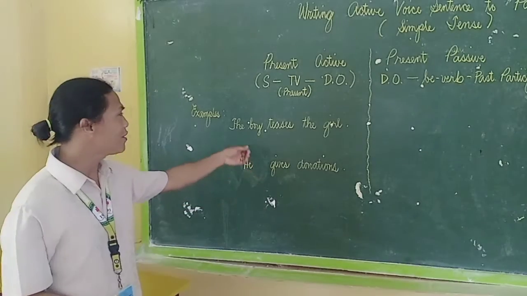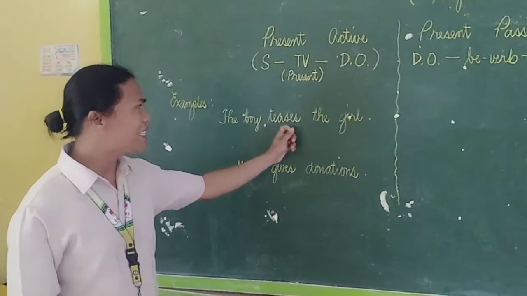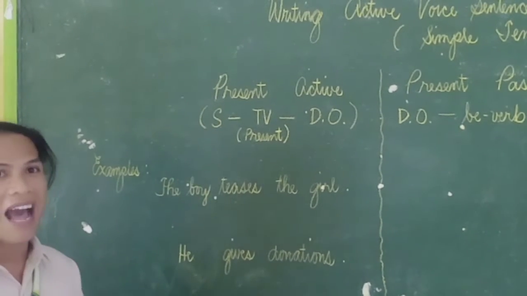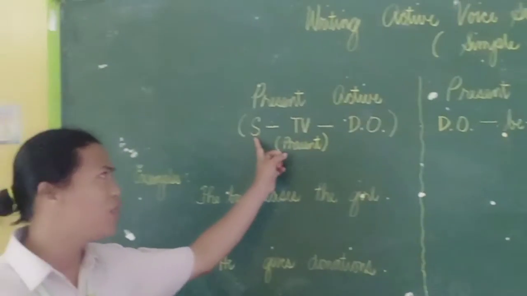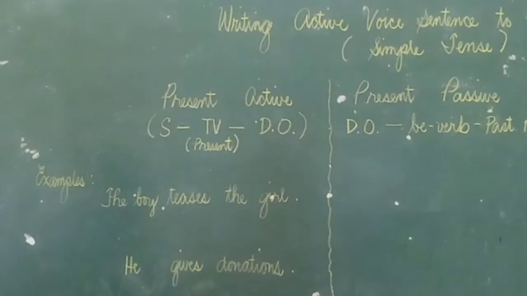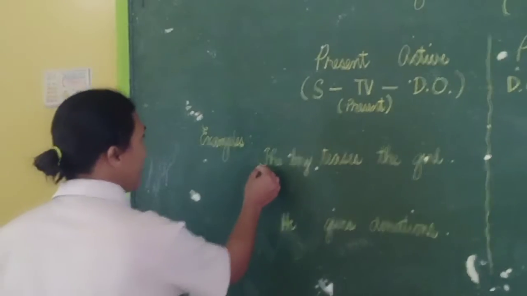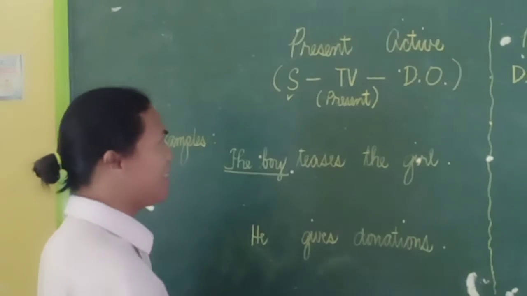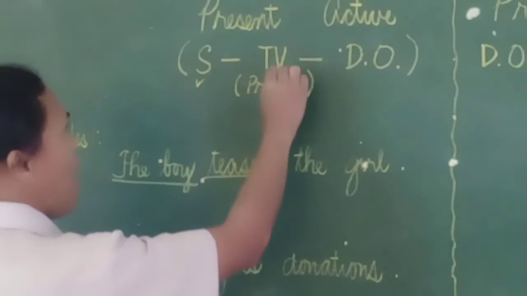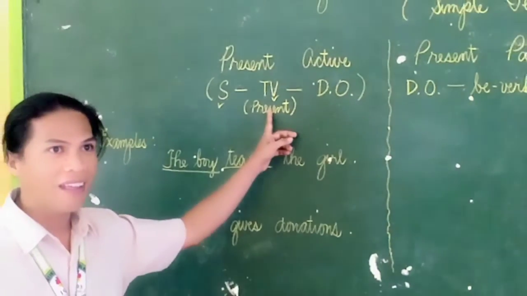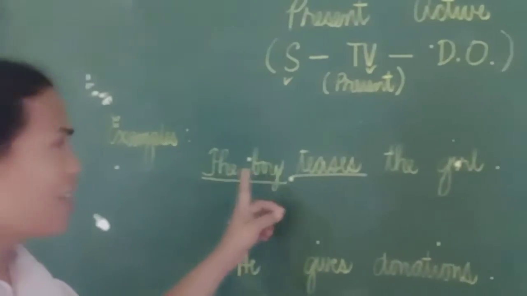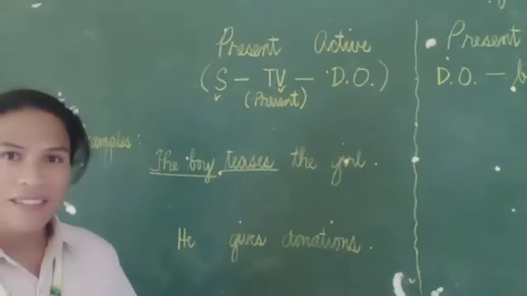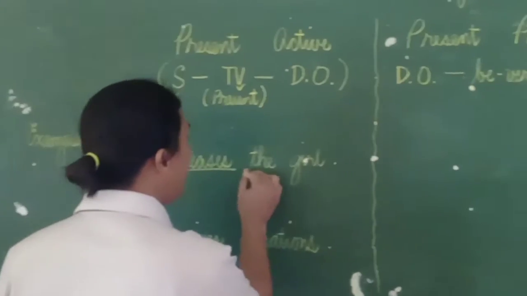Okay, you focus. The boy teases the girl. Let us check our sentence pattern for the present active if there is the subject, transitive verb, and the direct object. Okay, let us identify. Our subject is the boy. Check. And then our verb, which is transitive, teases. Check. In the present tense. So we have a singular subject, the boy, and then the verb teases, singular. Okay, the boy teases what? Okay, the girl.